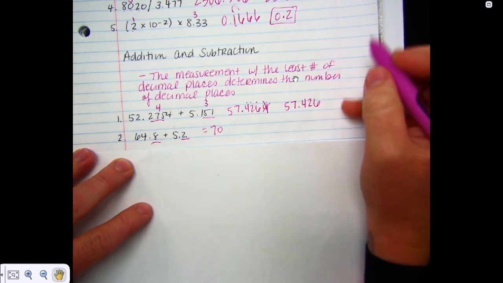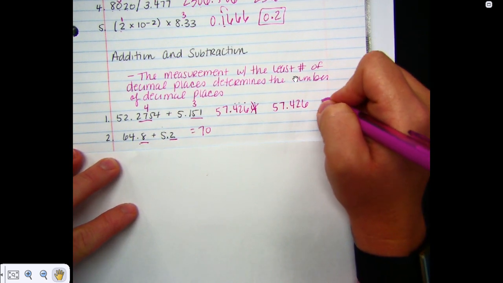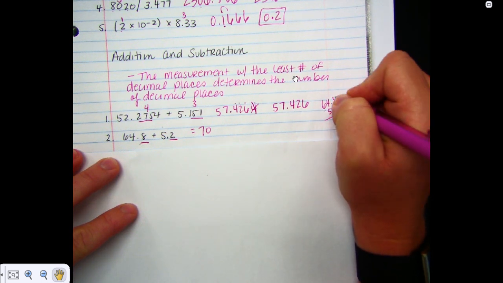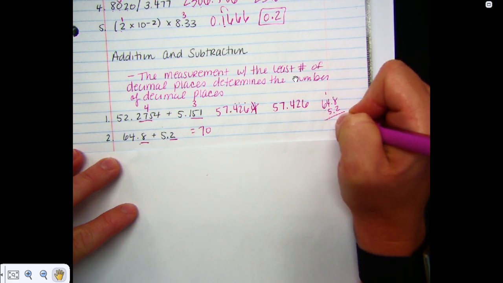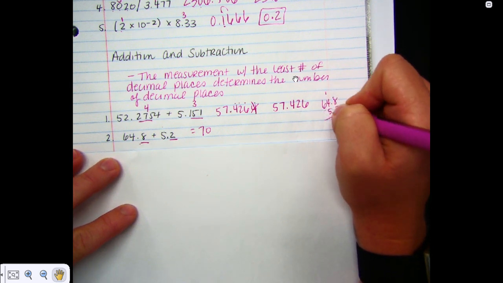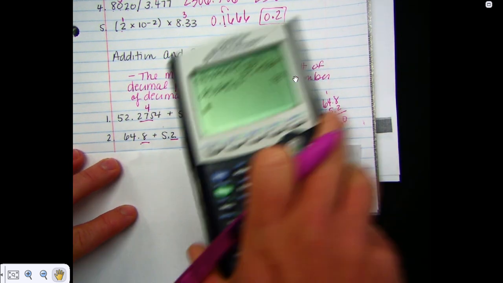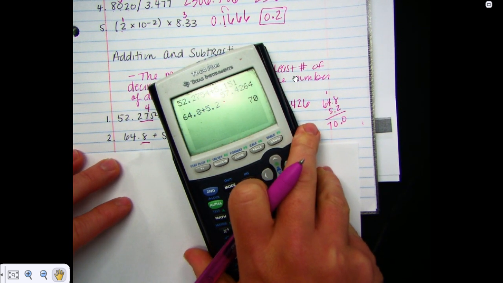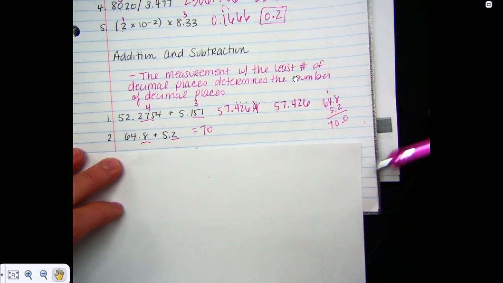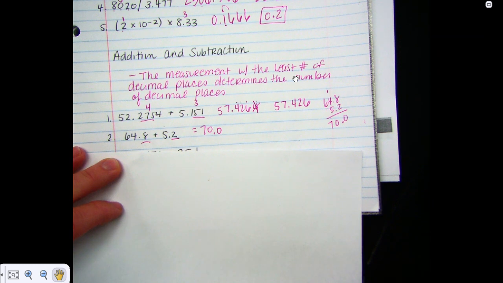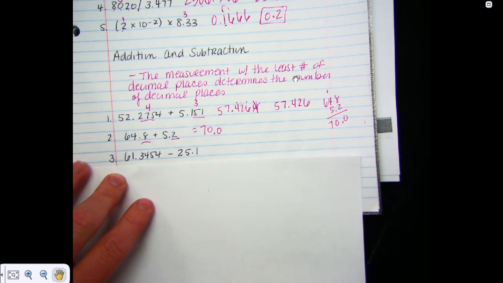If you wrote this out like you did when you were in like 4th grade, 64.8 and 5.2, and 8 plus 2 is 10, decimal, carry the 1, 4, 5, 1, 10, 70. You see it right there, but your calculator takes it away. Okay, got to be smarter than your calculator. If you have one and you have one, you can always add a 0.0, right? That's always allowed.